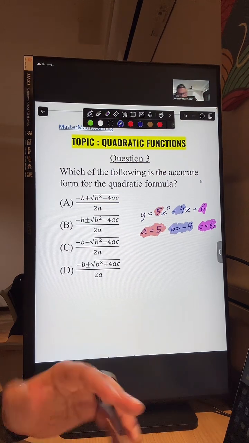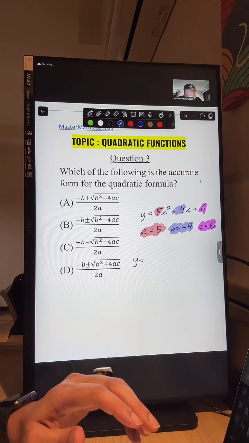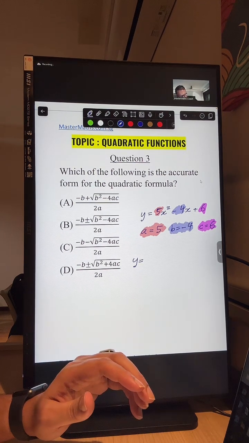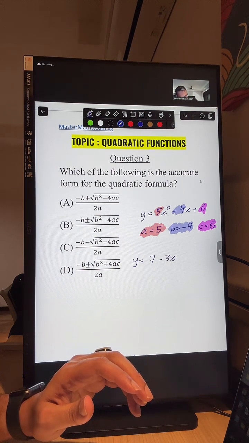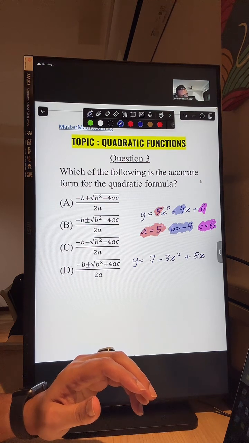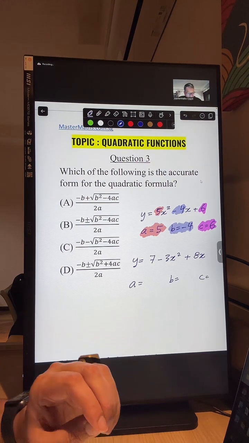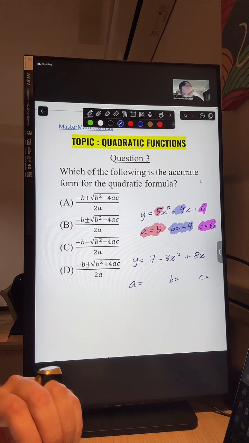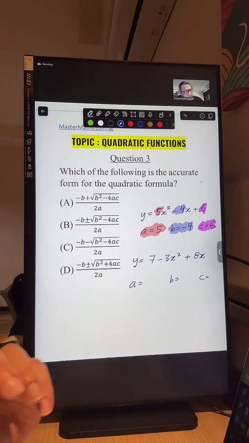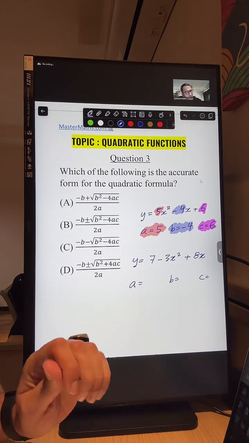Okay, let me change the format a bit. Let me show you this. What if I have the quadratic equation like this? y equals 7 minus 3x square plus 8x. Now can you all tell me what my A, B and C are going to be? What's my A going to be in this case? Somebody said 7. Is my A going to be 7 now?